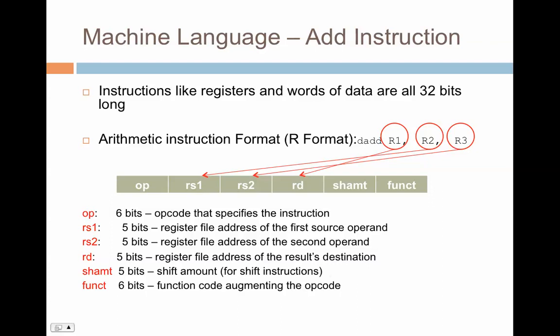So for example, if you specify an address as 00000, 5 zeros, then it would be register number 0. Similarly, if you specify 00011, then it would be register number 3, and so on. So we can specify the exact registers from which we can read the values and write the value.